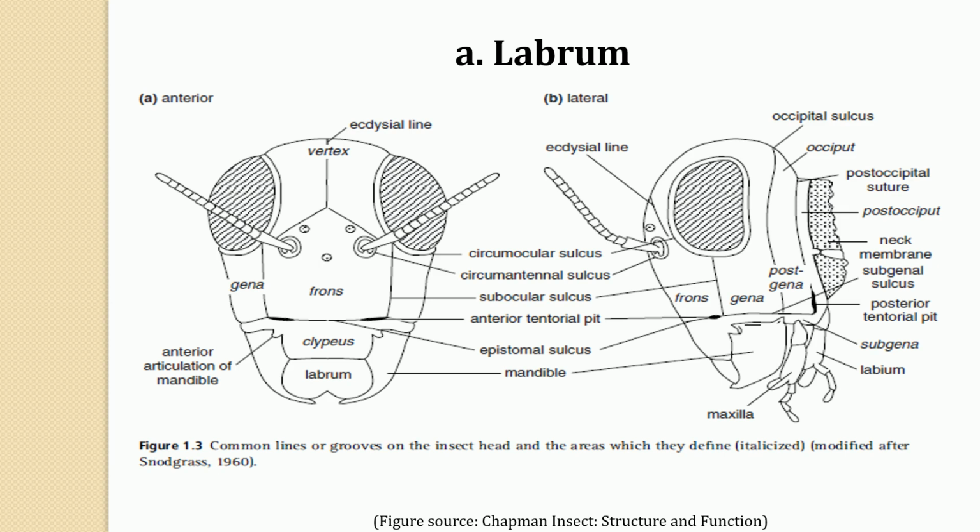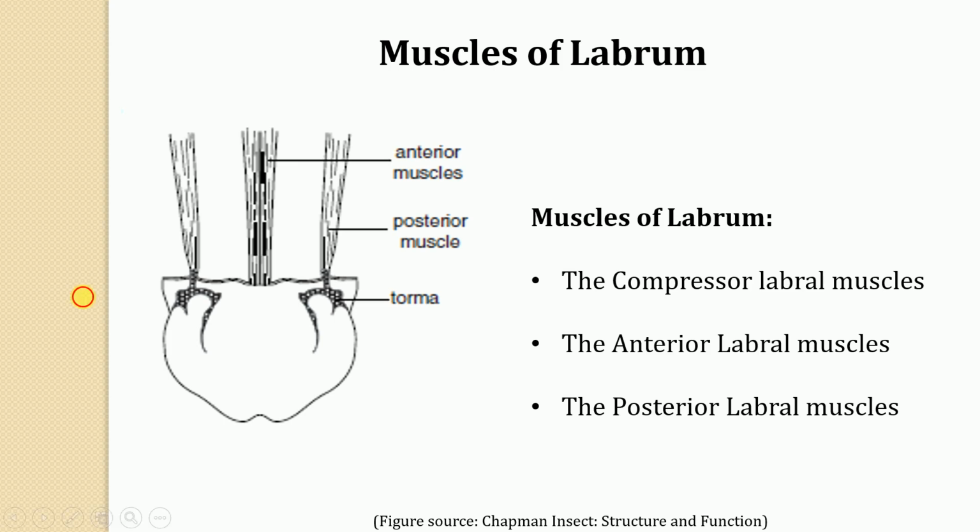and can be pulled and pushed to some extent. Whatever movement is shown by this labrum, that is forward, backward, or pulled and pushed, is only due to the elastic nature of the suture and the muscles which innervate the labrum region. So this movement is due to the presence of the muscles of the labrum, and the labrum is innervated by three types of muscles. The first one is the compressor labral muscle, the second one is the anterior labral muscle, and the third one is the posterior labral muscle.